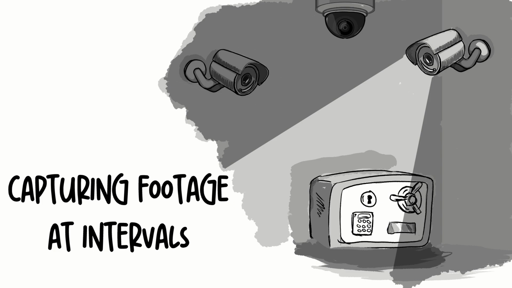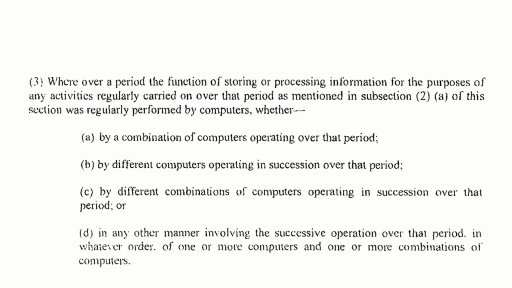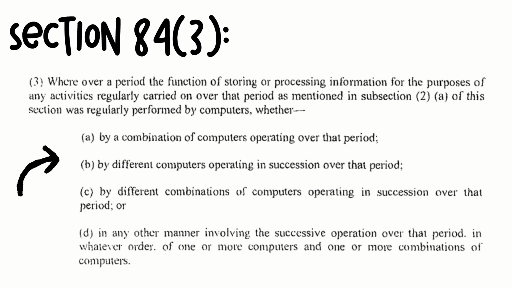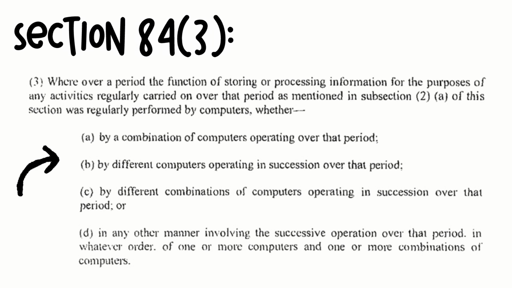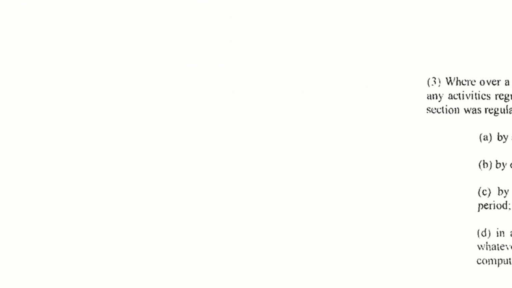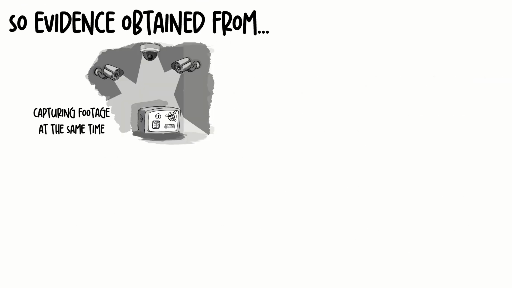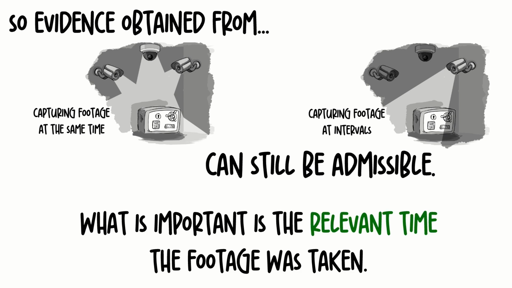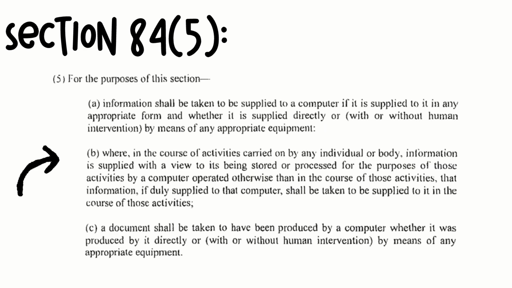This ensures that in such an instance, evidence generated by a combination of computers or by different computers operating in succession can still be admissible as long as it was obtained in the relevant period of time. Section 84 sub 5 is just a definition subsection. You can reference that on your own later. It's pretty short.